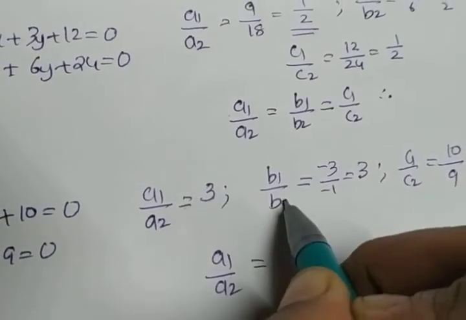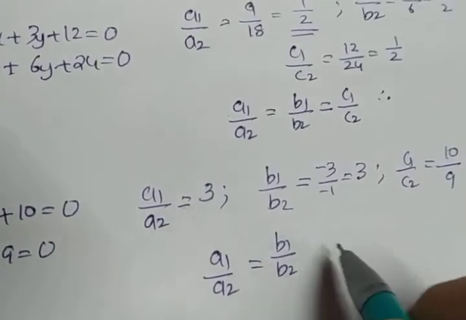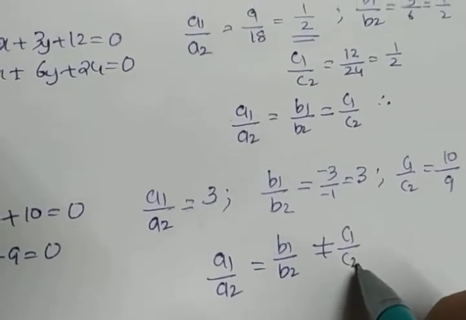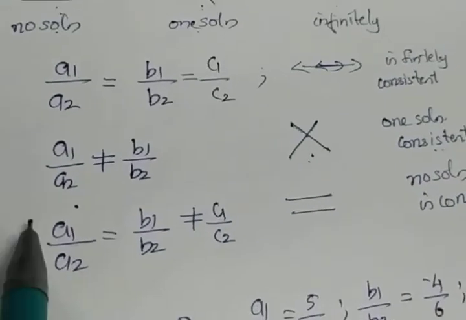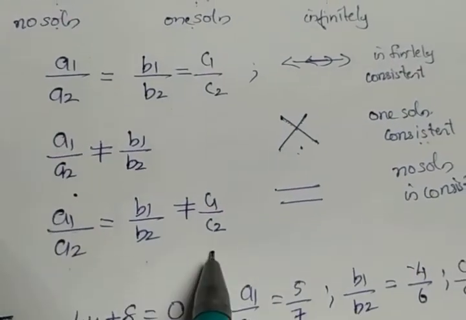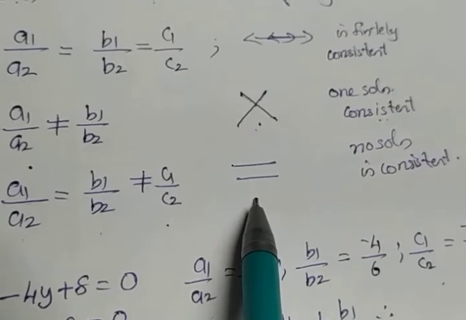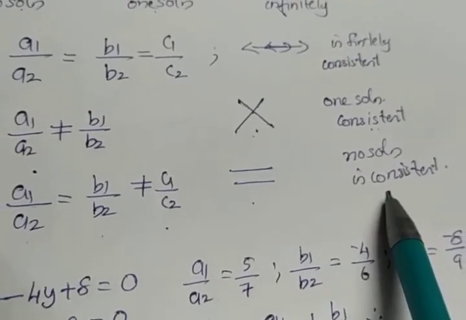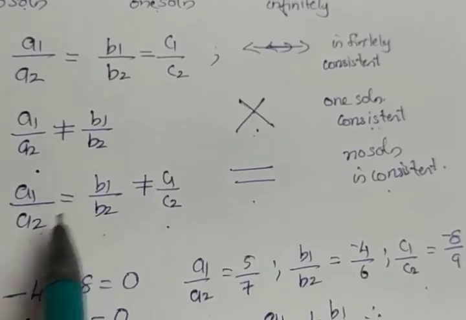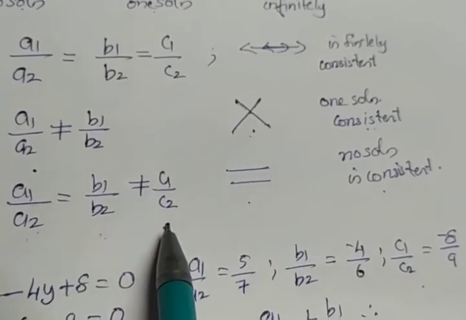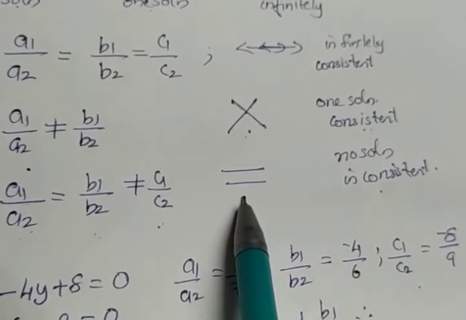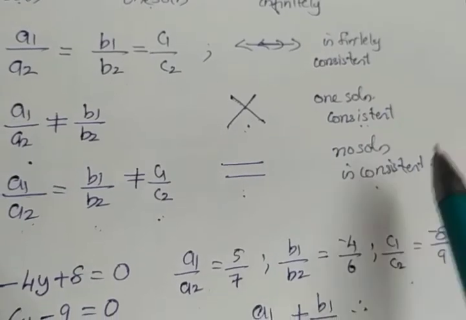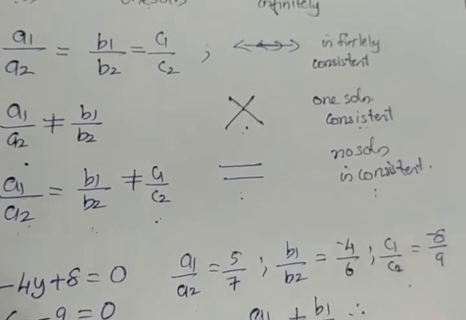So how about the ratios? a1 by a2 is equal to b1 by b2 but not equal to c1 by c2. What is the condition? If a1 by a2 equal to b1 by b2 not equal to c1 by c2, then the lines are parallel, there will be no solution and the system is inconsistent.